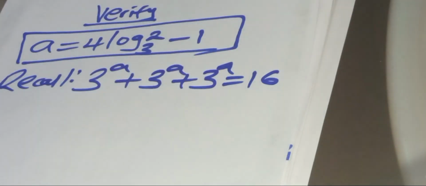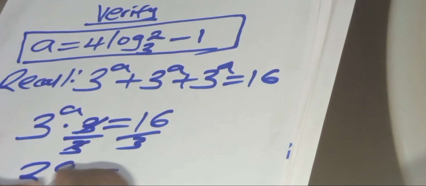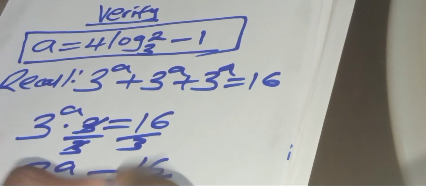Okay, verify that a, which is equal to 4 log 2 to base 3 subtract 1, actually satisfies the equation. Now if you recall, we had that 3 to the power a plus 3 to the power a plus 3 to the power a is equal to 16. Now we simplify this further to 3 to the power a multiplied by 3, this is equal to 16. So divide by 3. So essentially 3 to the power a should be equal to 16 divided by 3.